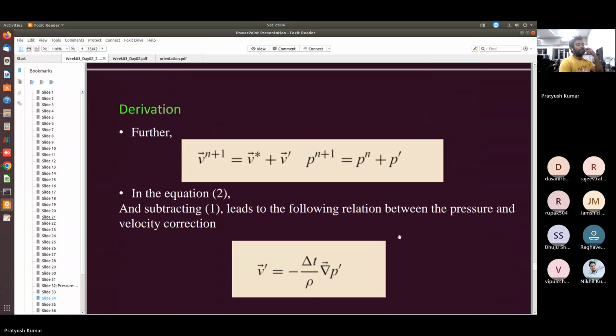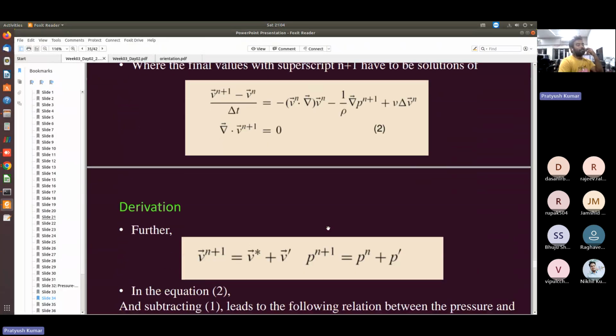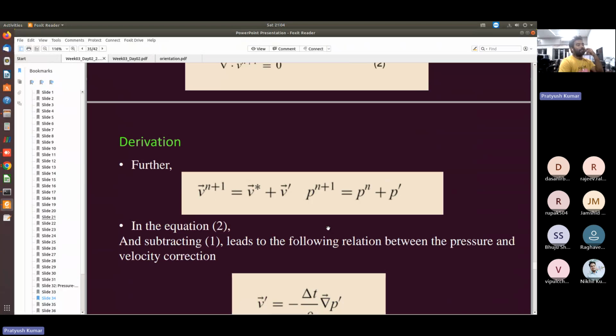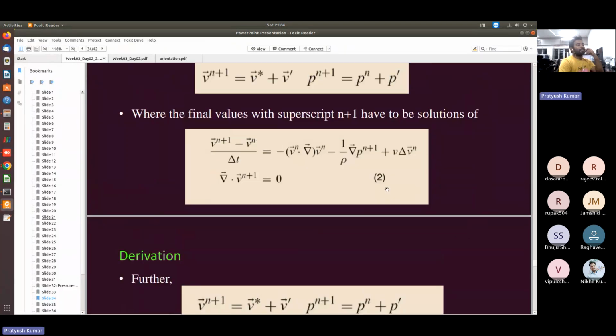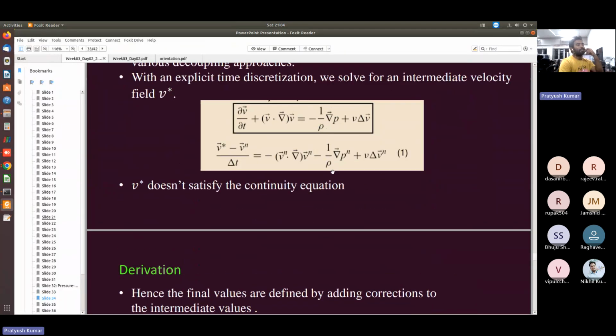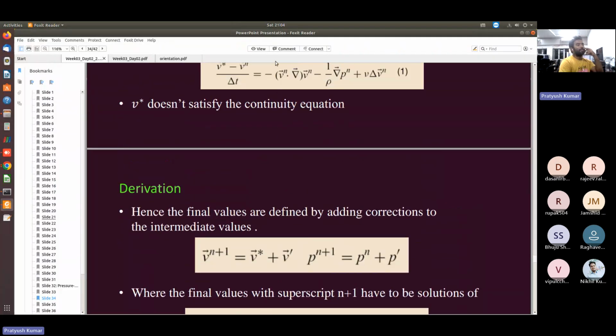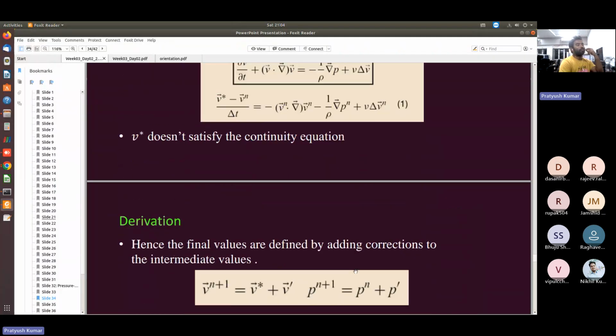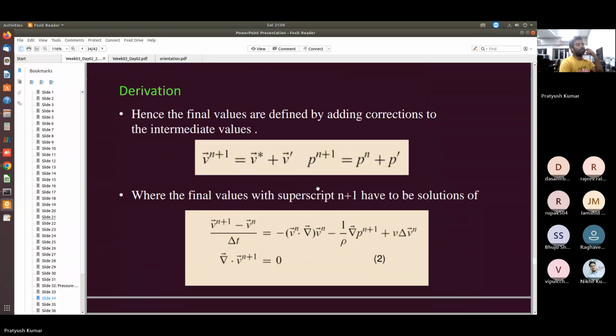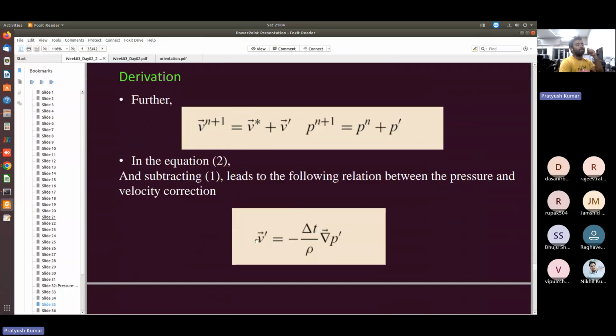As I told you, this is equation number 2 and this is equation number 1. Now if we subtract these two equations, equation 2 minus equation 1, and put in the values we found for Vn plus 1 and Pn plus 1, then we are going to get the relation between the pressure corrector and the velocity corrector.